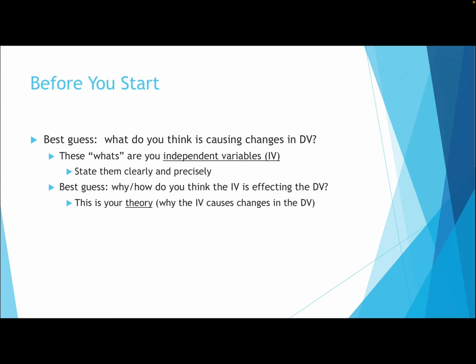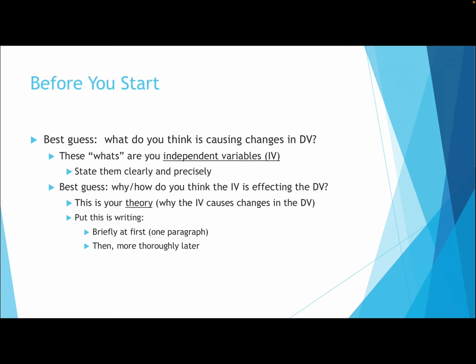Again, same thing. And then your best guess. Why do you think that the independent variable is affecting the dependent variable? Why do you think that poverty, for example, is increasing the amount of violence in this conflict? That's your theory. Why do you think that? Explain why you think poverty is causing that. That's your theory. That's the thing you're going to demonstrate. That's the thing you're going to study. Why the IV causes changes to the DV.